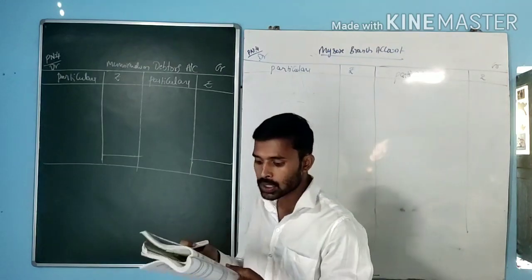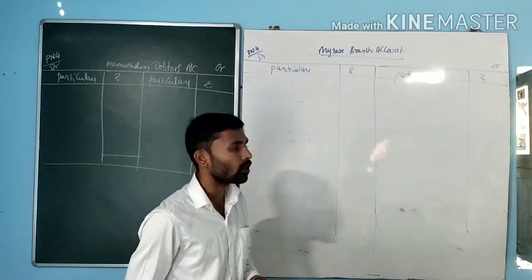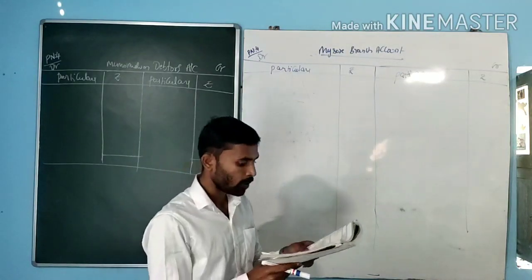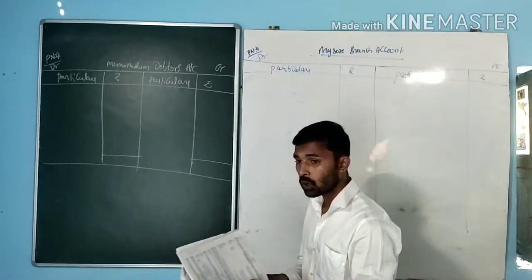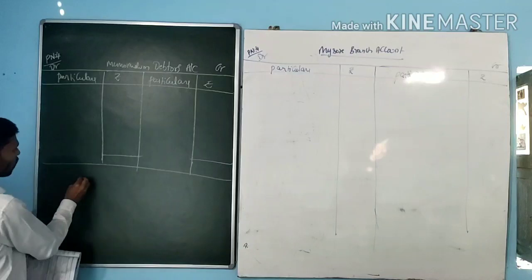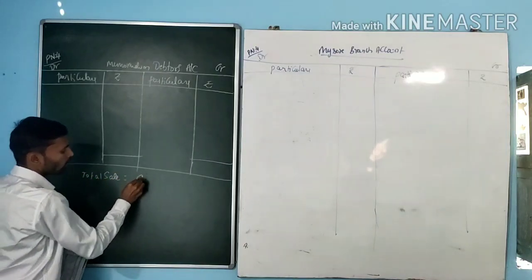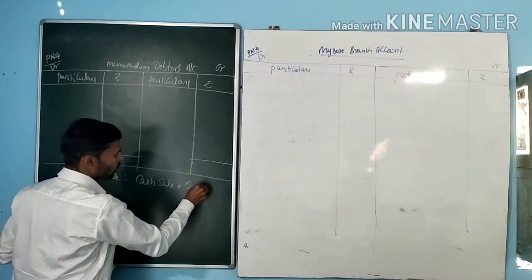Next one, goods sent to branch during the year. Goods sent to the branch during the year. You assume this as purchase made, right? For 48,600. Total sales at the branch, total sales is given, right? Total sales is equal to what? Cash sales plus credit sales.